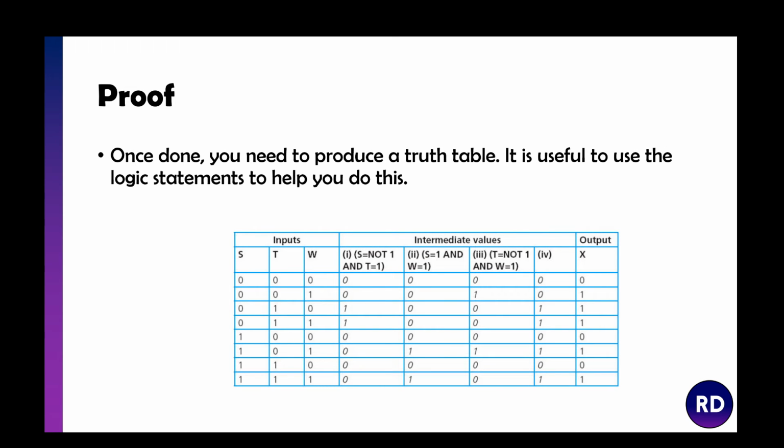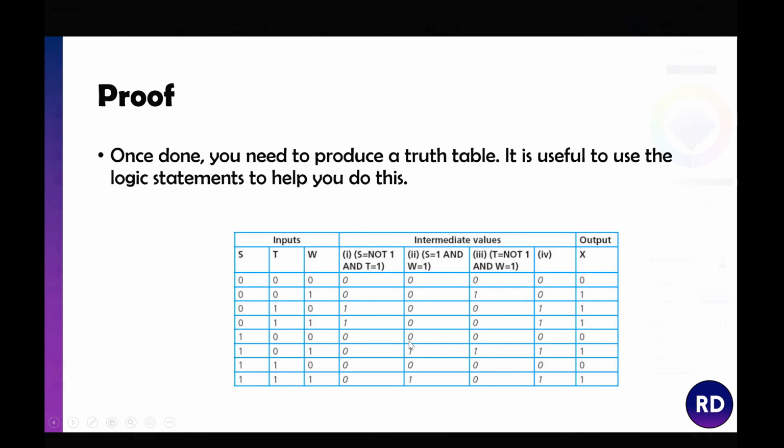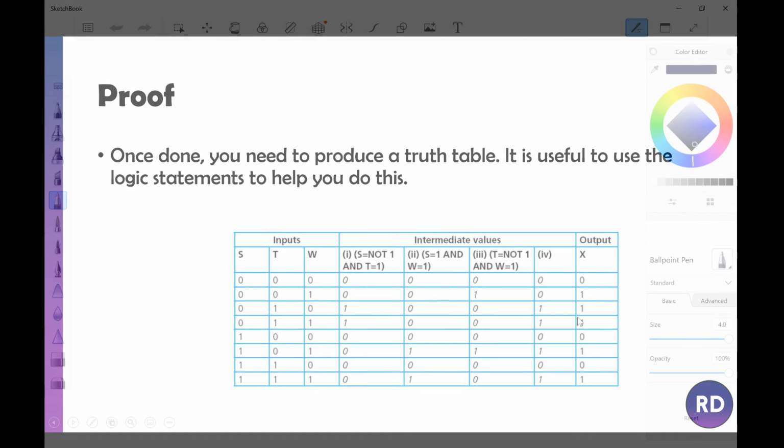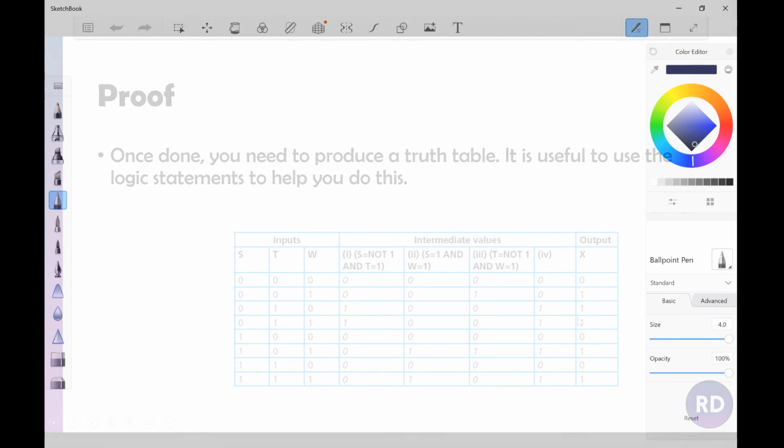And then once you've done that, you need to produce a truth table, and then we can use logic statements to help us do it. So these are just the ones we've made up earlier on. So S is not 1 and T equals 1, S equals 1 and W equals 1, and so on. And then we prove that we're correct by looking at these values. And if X becomes the correct value for the real life situation, you've done the logic circuit.